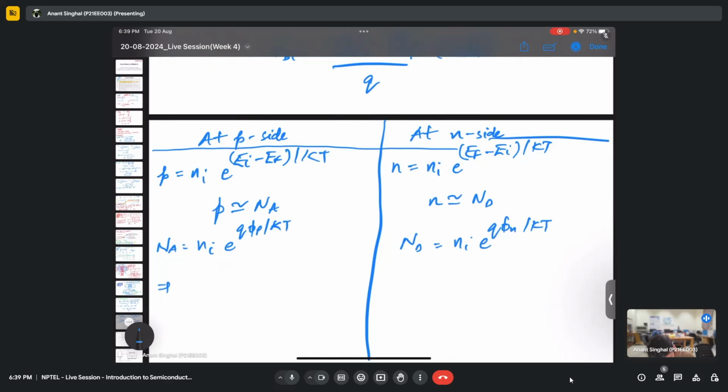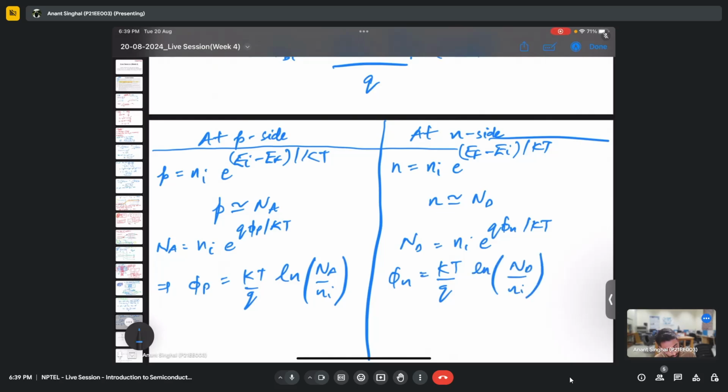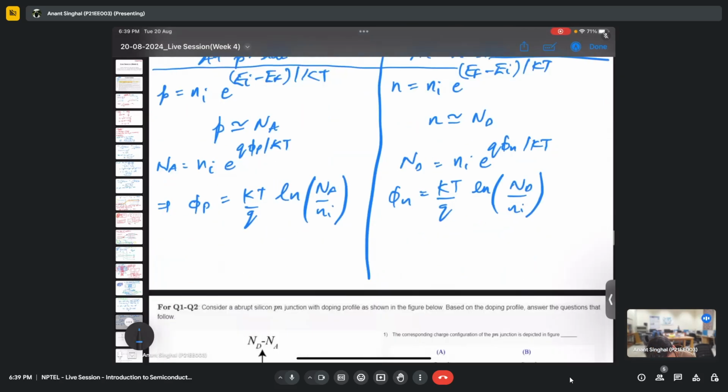So what I can write here is φp is nothing but kT by q, if I take the log of both sides, ln of Na by ni. And φn will be kT by q ln of Nd by ni. Does it make sense to everyone? Any doubts here? No, sir. Okay.